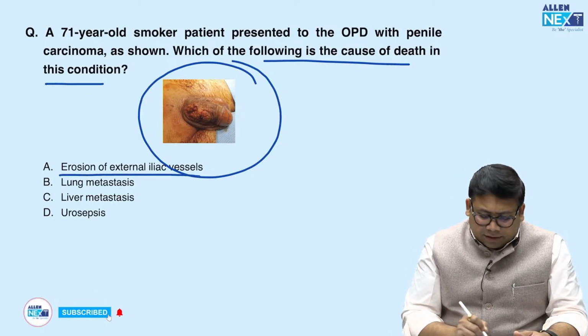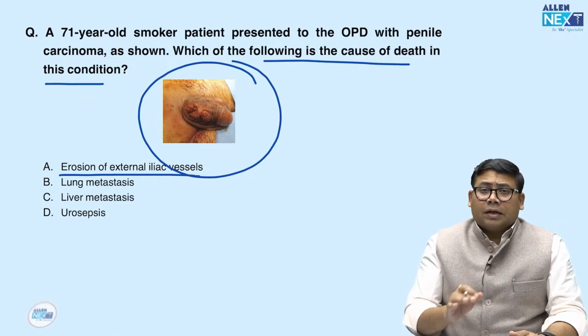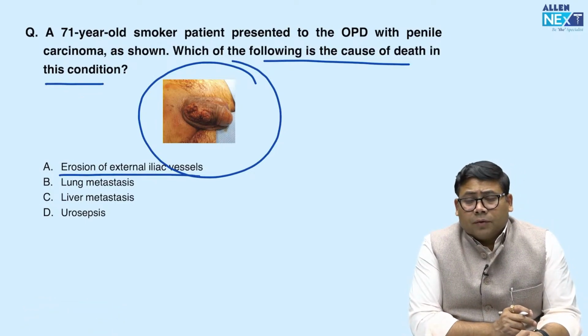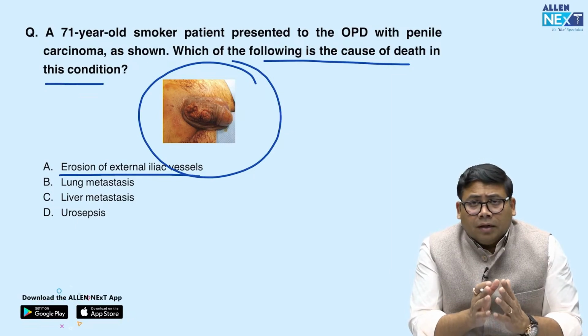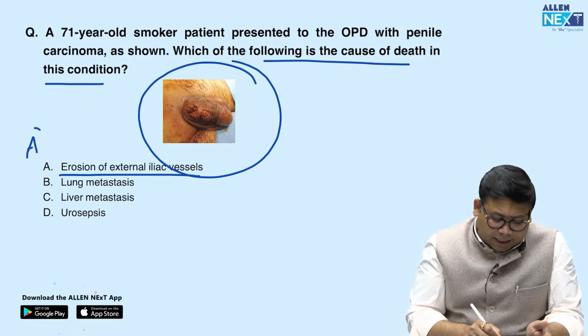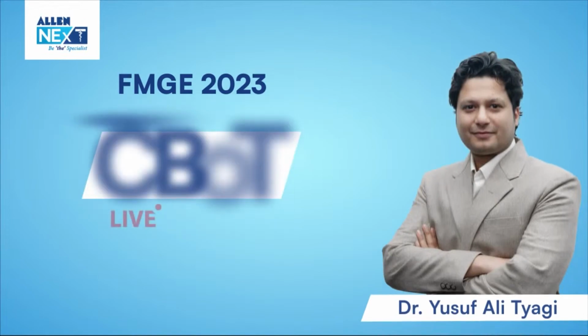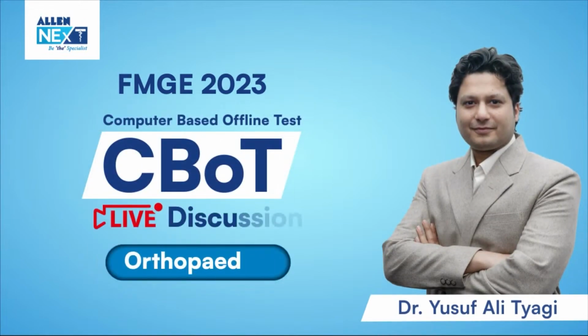So erosion of the external iliac vessel is the most common and the deadly cause of death, sudden death in these patients. So option A is absolutely right. So I hope you enjoyed these solutions. So best of luck for your exam.